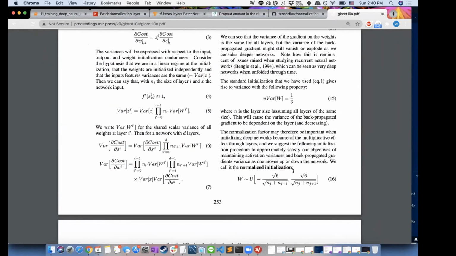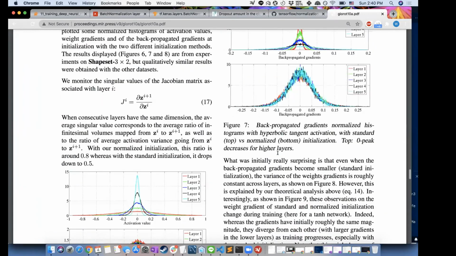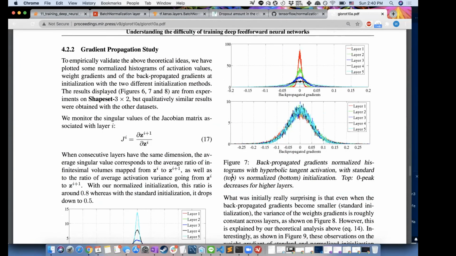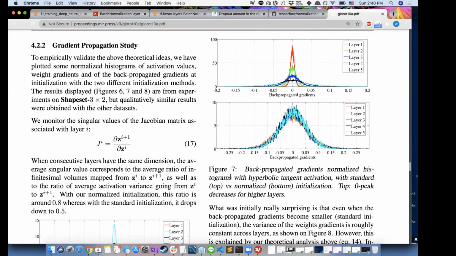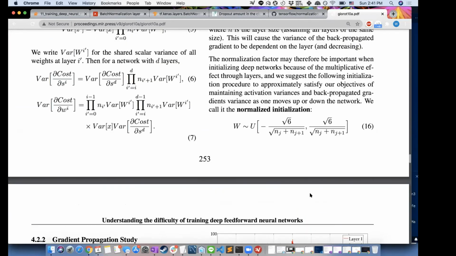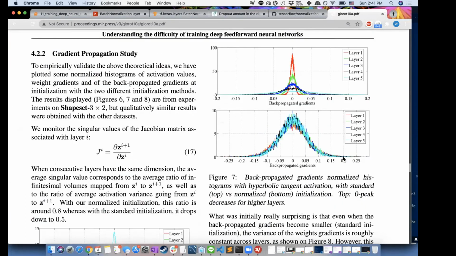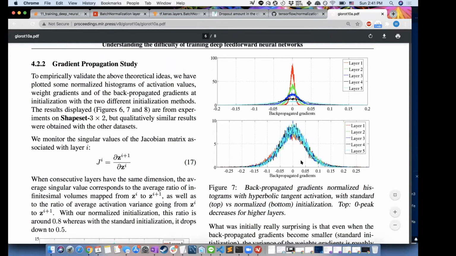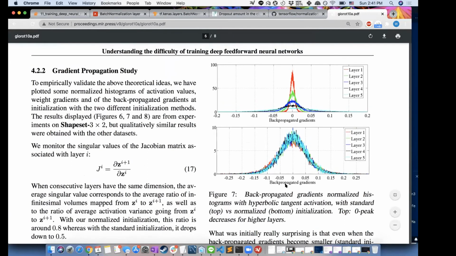Now let me point to another graph that I came across. I thought these two sets of graphs were quite interesting as well. So let's quickly look at this. Backpropagated gradients normalized histograms with hyperbolic tangent activation, with standard versus normalized initialization. Again, normalized initialization is this one, and the standard initialization was the one that I previously mentioned. And look at how different these two graphs are in terms of backpropagated gradients.